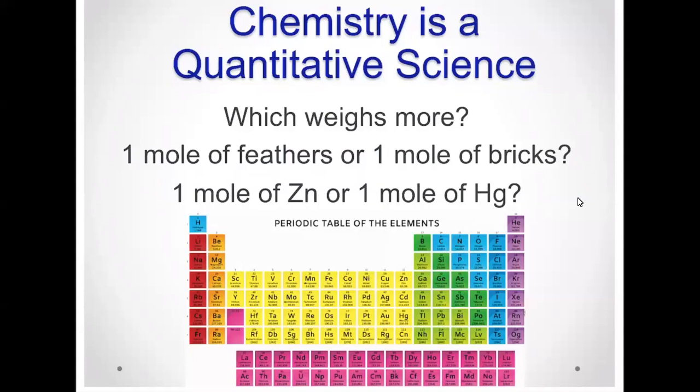In this video, you will learn about the molar mass. Okay, so chemistry, as you know, is a quantitative science. So which one weighs more, right? A mole of feathers or a mole of bricks? Okay, so think about that.